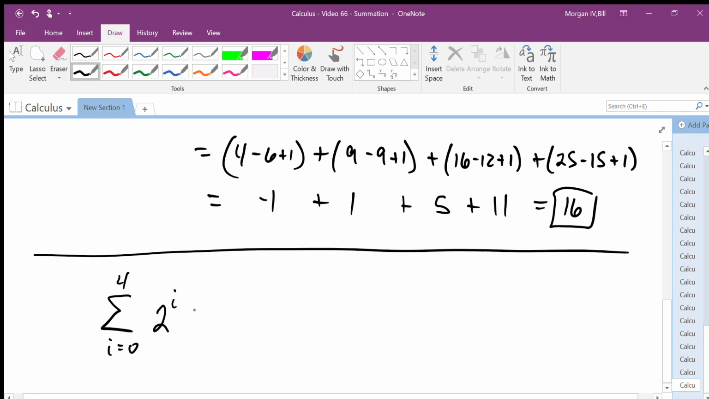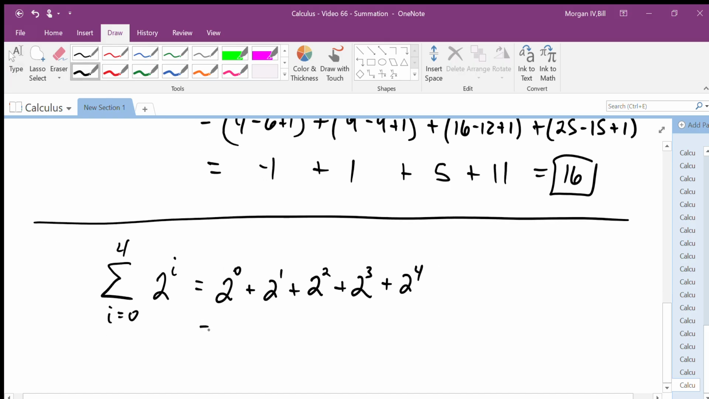All right, so 2 to the power of i. We're going to start with 0. That'd be 2 to the power of 0 plus 2 to the power of 1 plus 2 to the power of 2 plus 2 to the power of 3 plus 2 to the power of 4, and that's where I stop. So 2 to the 0 is 1, plus 2, plus 4, plus 8, plus 16. That's 31, I believe.